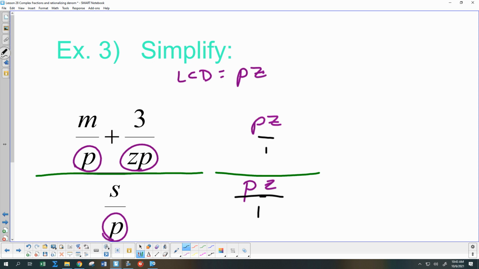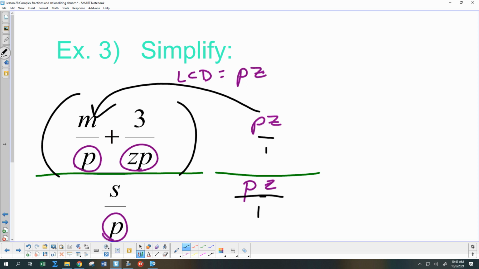Now, in the numerator, I have something plus something times PZ. So I need to distribute PZ times M over P. The P's cancel. I wouldn't write it, but you're getting MPZ over P. I would simply write, oh, that's MZ. After the P's cancel, I still have the M, and I still have the Z.